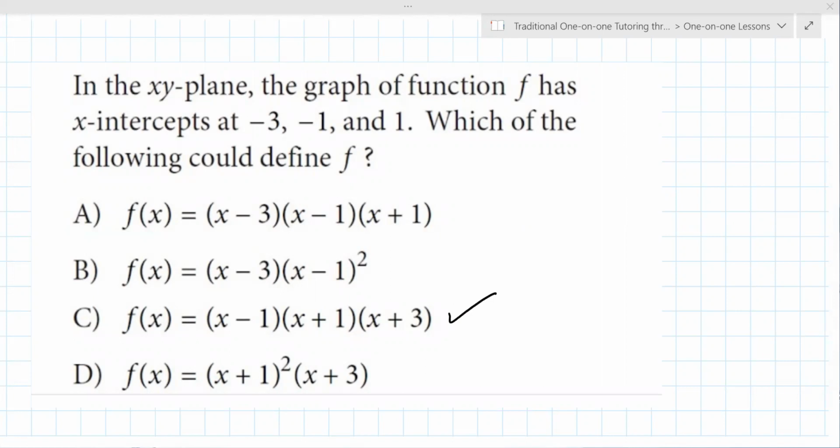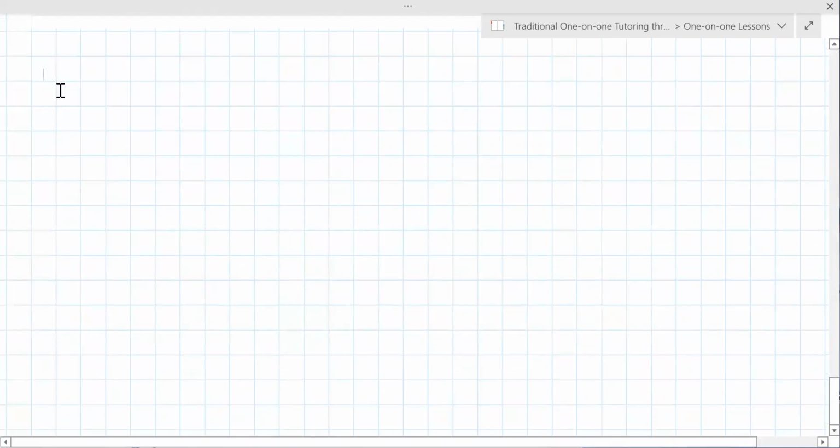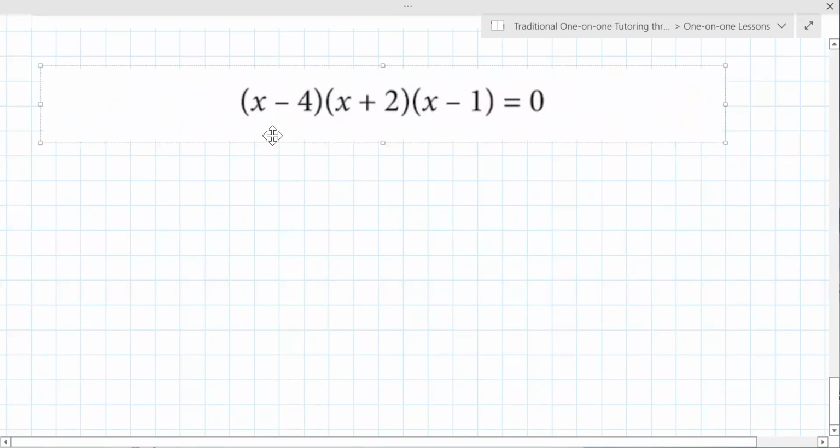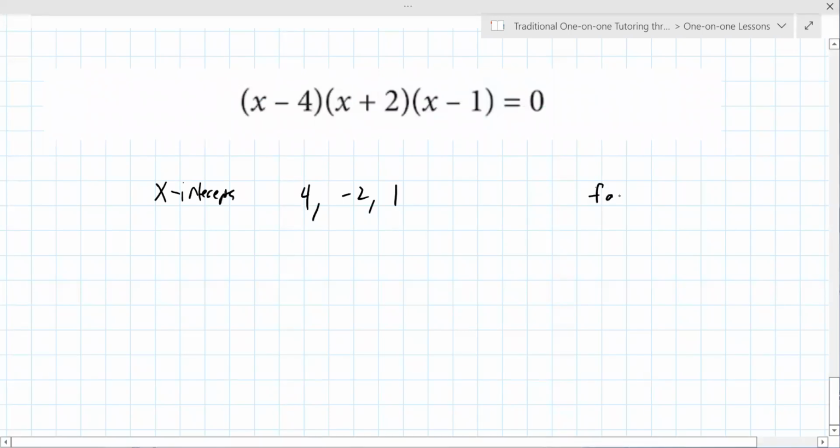Okay, I found one more. This is a good one for us to do. I'm going to do it in pieces though, so it doesn't overwhelm with trying to figure out what to do. So when you look at this equation, could you give me the 3 x-intercepts to this? 4, -2 and 1.